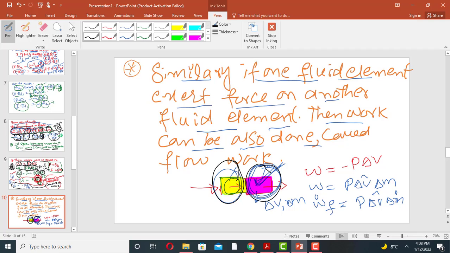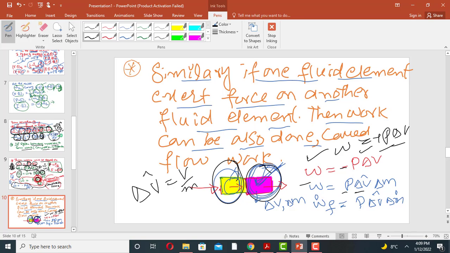So flow work is like P dV work. W is equal to minus P delta V, or in compressional cases minus P dV, and in the expansion case it is P dV. So W is equal to P, pressure, times the specific volume. Specific volume is nothing but volume per unit mass. So this is the specific volume and this is the mass, so this is the PV.